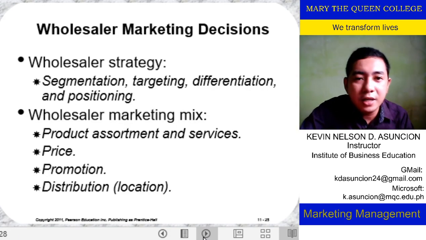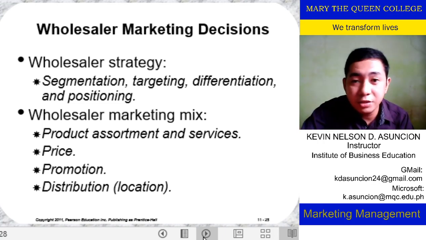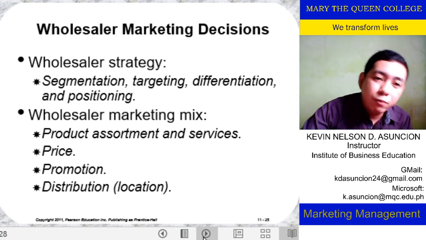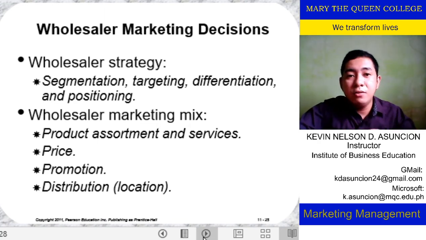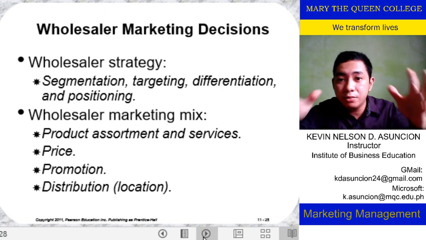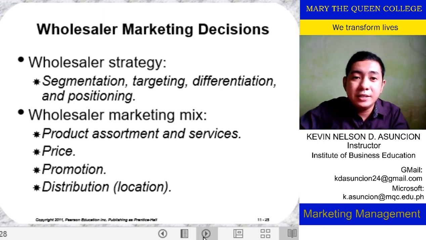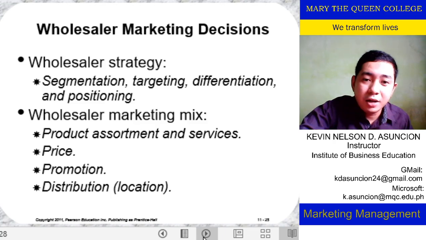Okay, so wholesalers' marketing decisions. Part of the strategy of wholesalers is segmentation, targeting, differentiation and positioning, the same as with retailing. It's always important to get to know the segments of your market. Then the wholesaler's marketing mix is a bigger approach, because they are not selling to final consumers. If you are selling to a wholesaler or a merchant wholesaler, it's a business market, so you don't consider consumer market or consumer behavior.